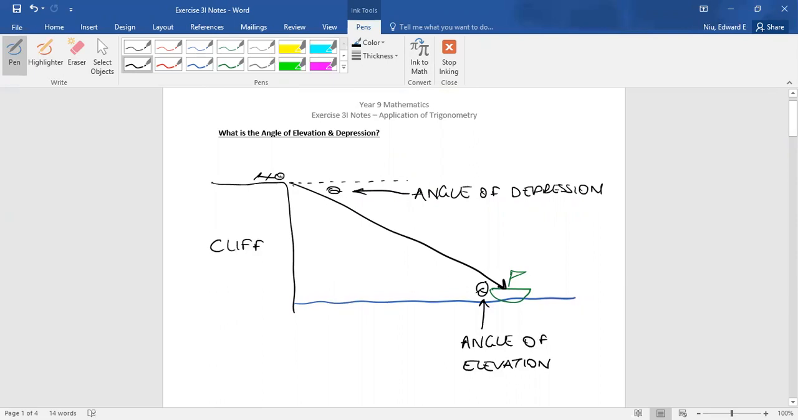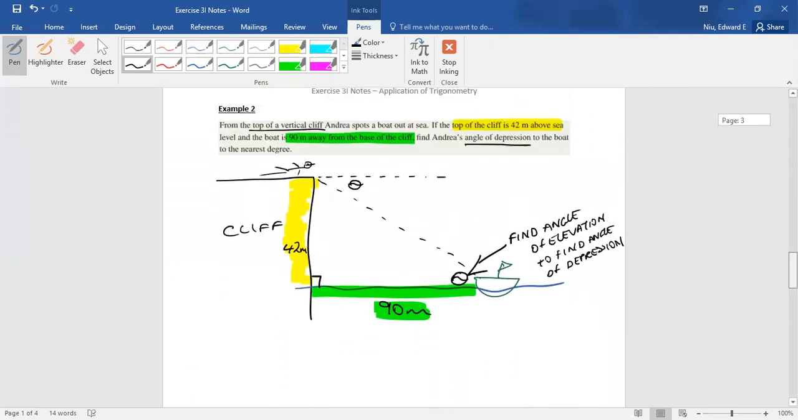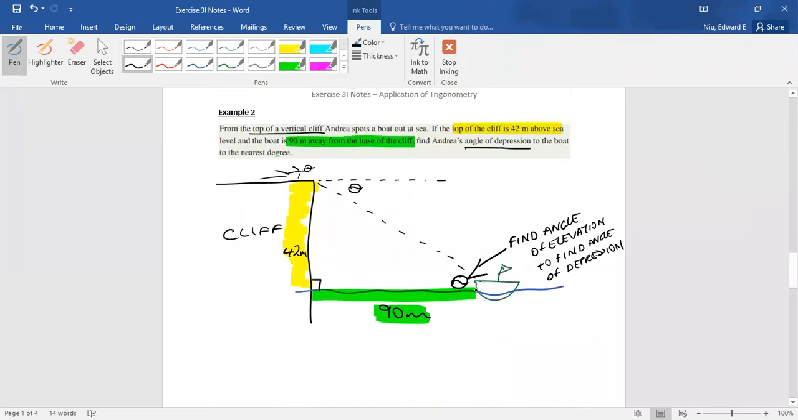So if we find the angle of elevation, then we can say the angle of depression is the same as the angle of elevation. So we have our answer indirectly by finding the angle of elevation. So really we're finding this theta here.